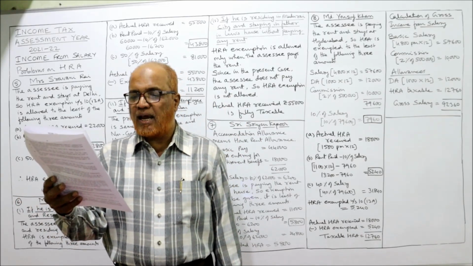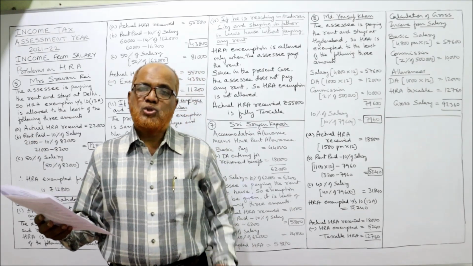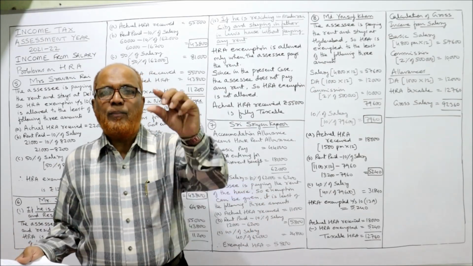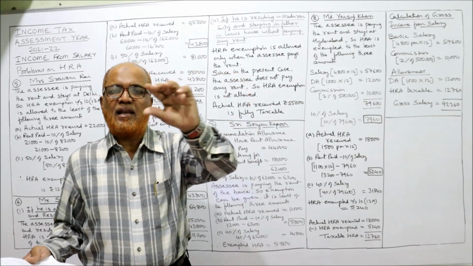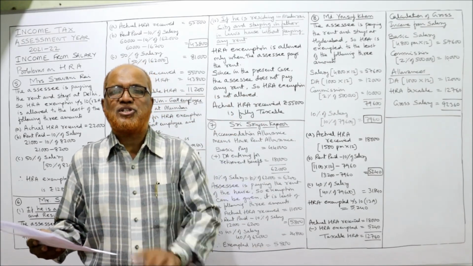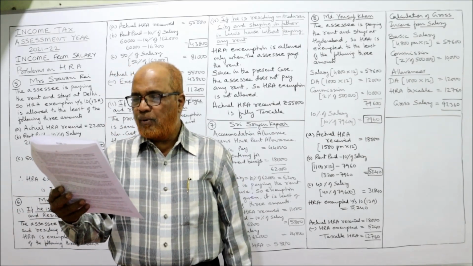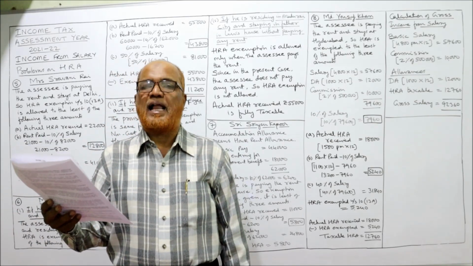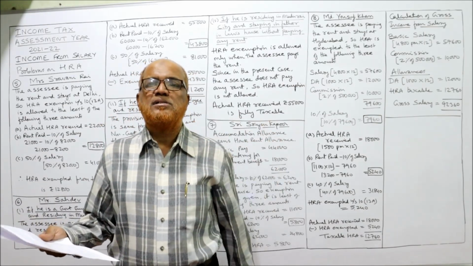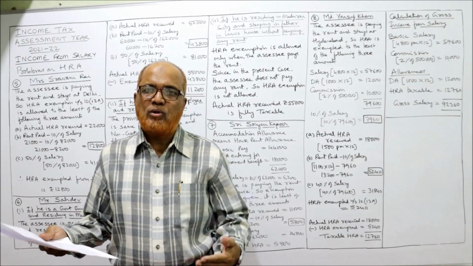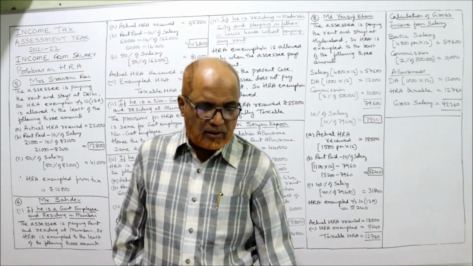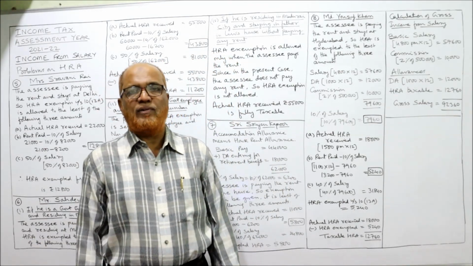So HRA exemption is allowed. Dearness allowance and commission enter for retirement benefit. So in this problem, DA should be included just like the previous problem. While computing the salary, we should take the basic salary, the DA, and the commission also, because commission is given as a fixed percentage of turnover. Compute the amount of HRA to be included in salary, which means taxable HRA. We have to compute taxable HRA and also the gross income from salary.